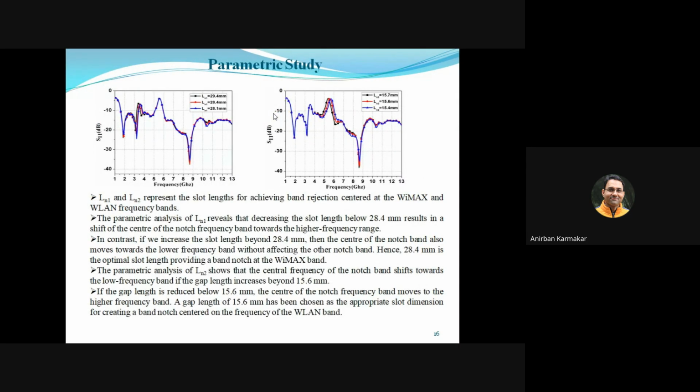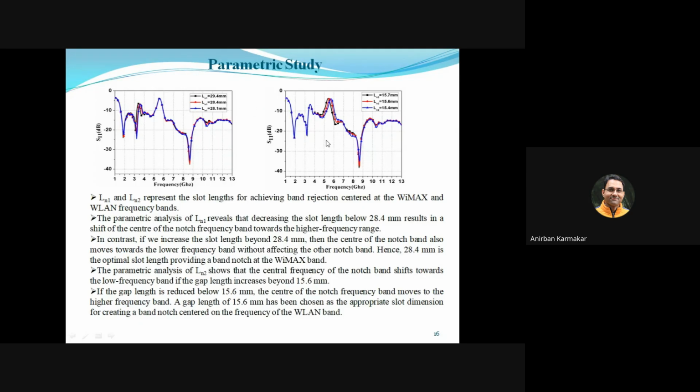Here we have done some kind of parametric study. Here LN1 and LN2 represent the slot length for achieving band rejection centered at Ymax and WLAN frequency bands. The parametric analysis of LN1 reveals that decreasing the slot length below 28.4 mm results in a shift of the center of the notch frequency band towards the higher frequency range. In contrast, if we increase the slot length beyond 28.4 mm, then the center of the notch band also moves towards the lower frequency band without affecting the other frequency band. Hence, 28.4 millimeter is the optimal slot length, providing a notch band at Ymax band.